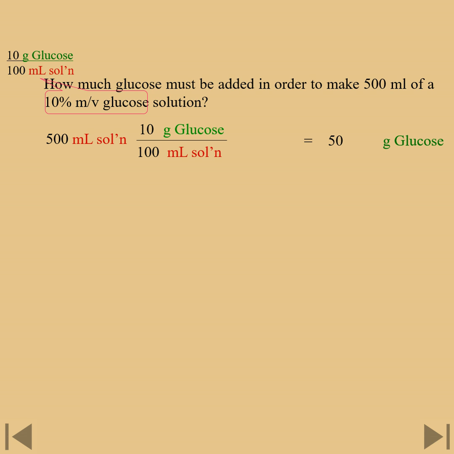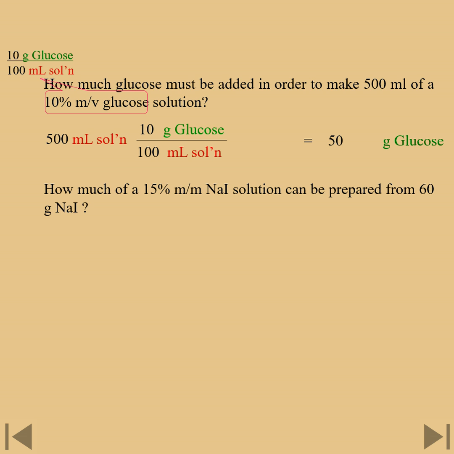So that means we need to add 50 grams of glucose to make that solution. And do note, this would be your first question if you were asked to make the solution. Well, you know the concentration, you know the volume. Well, how much solute do you need to measure out?